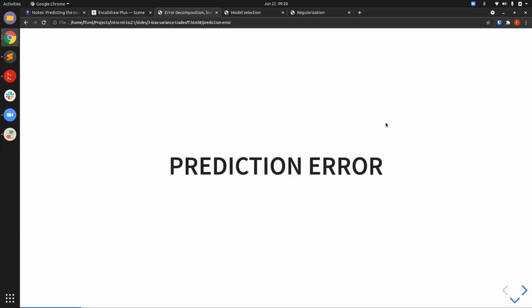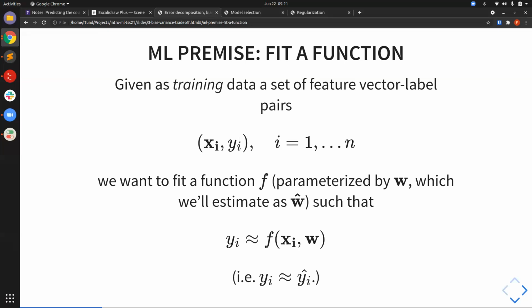So let's talk about prediction error. Okay, so here is the premise of machine learning. The premise of machine learning is we have as training data a set of feature vector and label pairs. So the X's are the feature vectors, the Y's are the labels. And we want to fit some function f, and we chose our function f, and function f is parameterized by w. Then we fit function f, and that means come up with some estimate for w, which we'll call w hat, such that y is approximately f of x, w. Okay, so that's the premise.